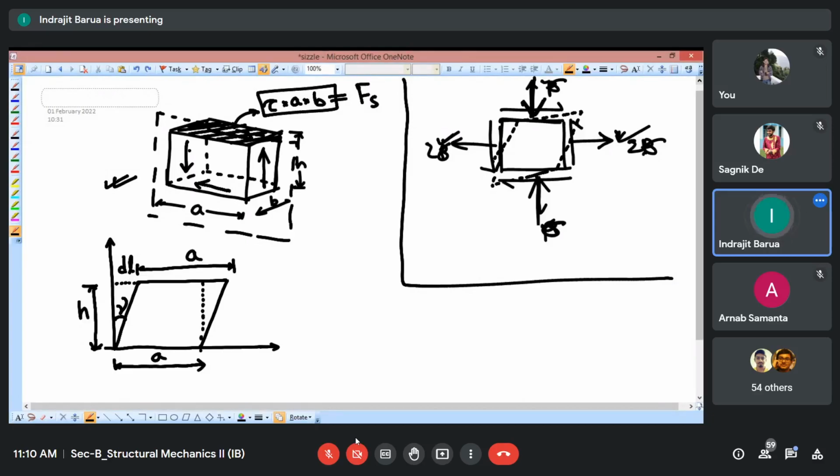Obviously it is very clear that if this is a very light material for which G is low, then this gamma will be greater, and this dl will also be greater. It will be deforming like that.